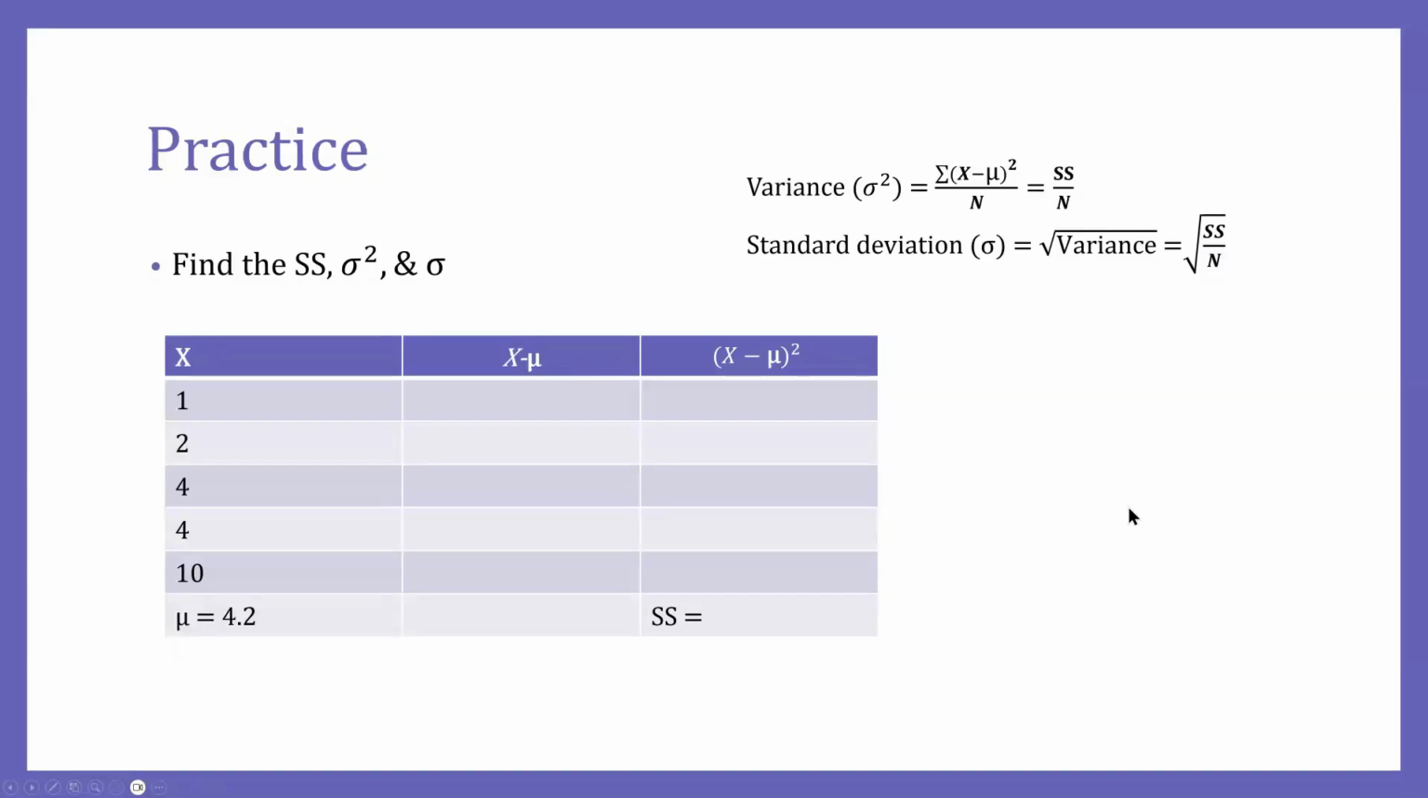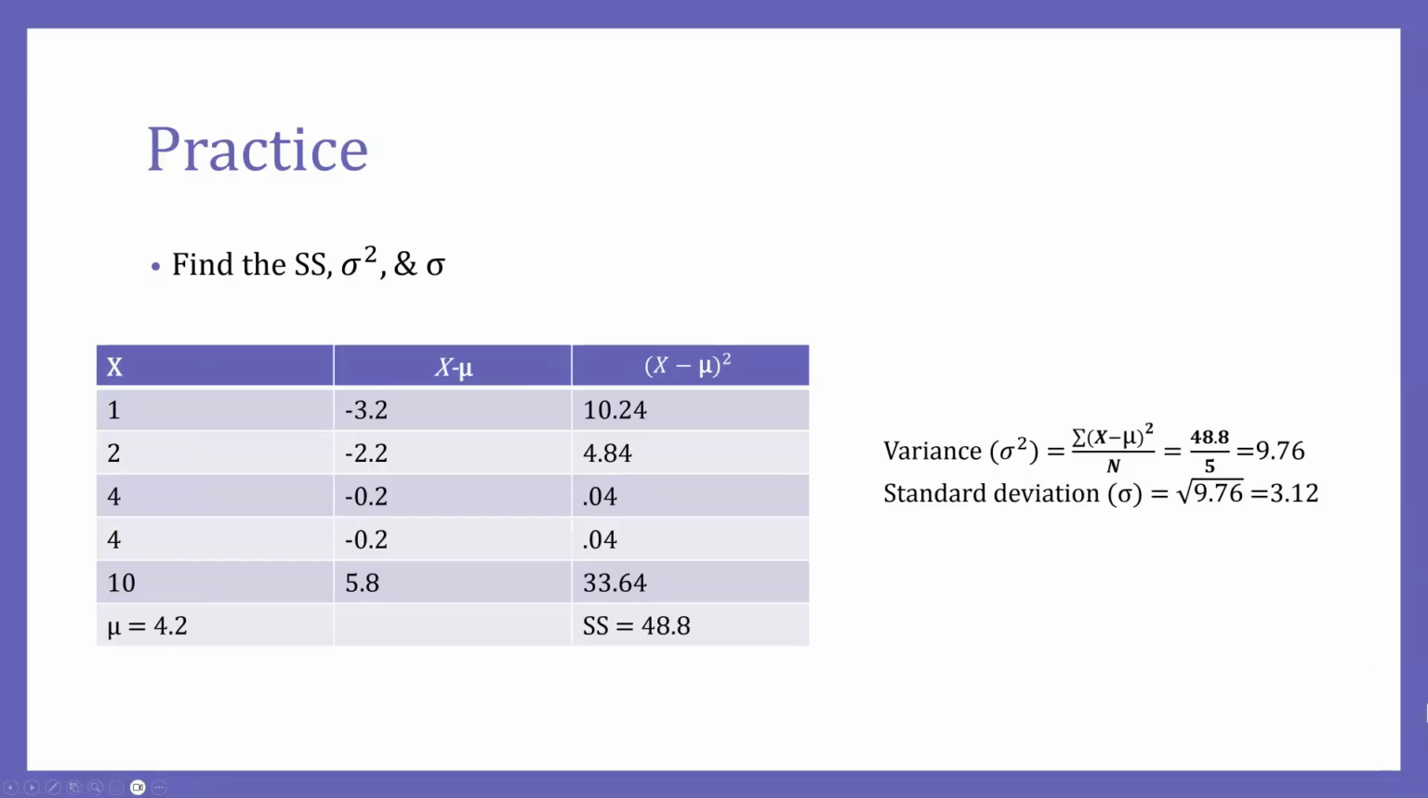Okay, so welcome back. Hopefully you were able to get those answers correct. Just as a quick run through, to find the sum of squares, the variance, and the standard deviation, we first start off by doing the simple deviation score. I gave you the mean, so all you have to do is figure out how far above or below the mean each of these scores are.